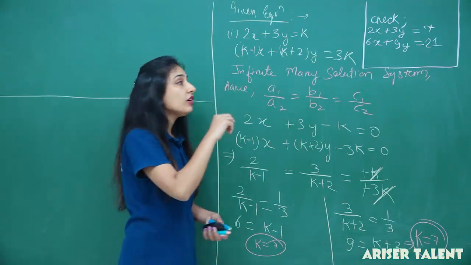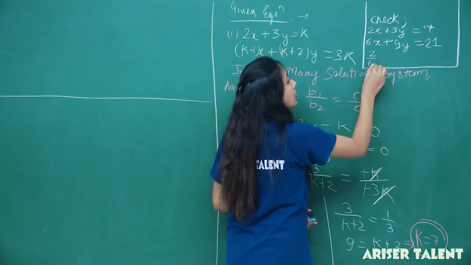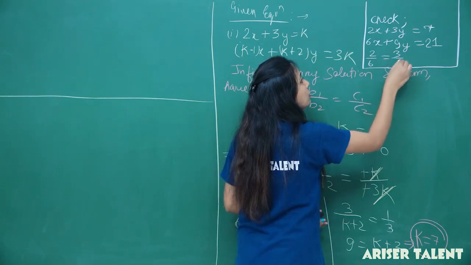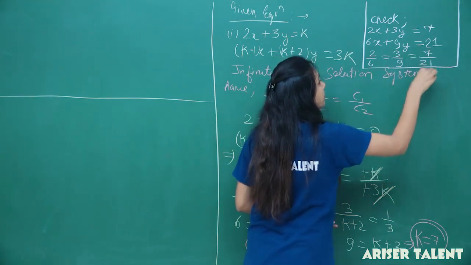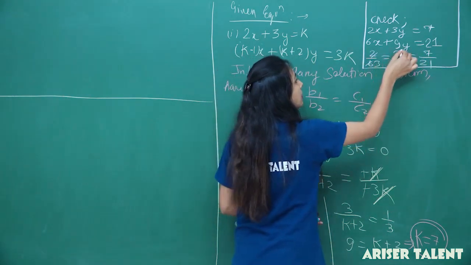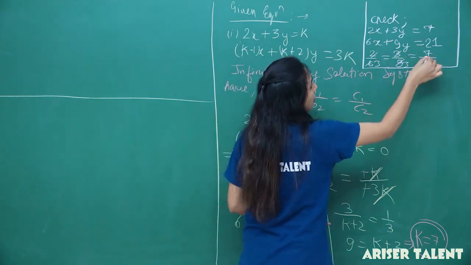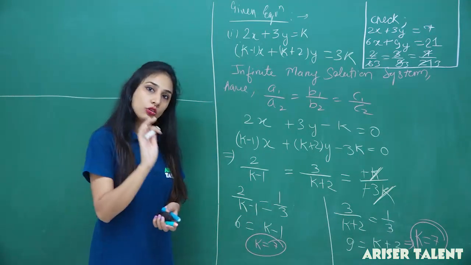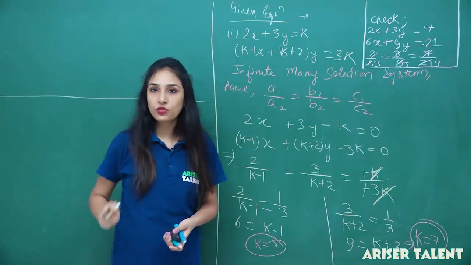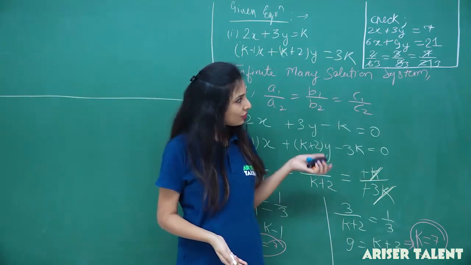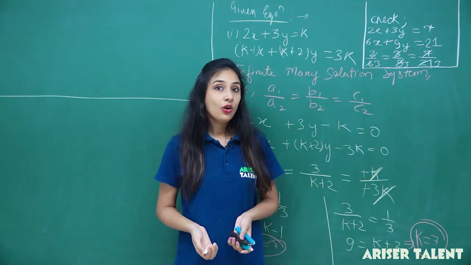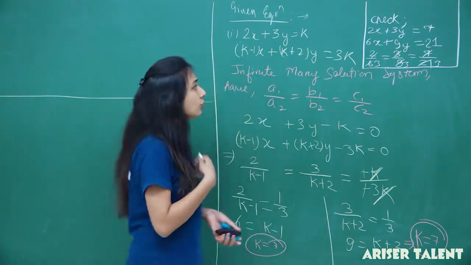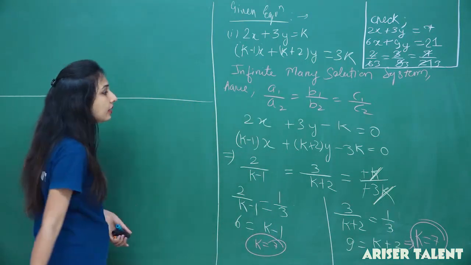Now A1 by A2 equals B1 by B2 equals C1 by C2, which gives 1 by 3, 1 by 3, 1 by 3. Now do I need to tell you that 1 by 3 equals 1 by 3? It's so obvious that 1 by 3 equals 1 by 3. Okay, so this is done.